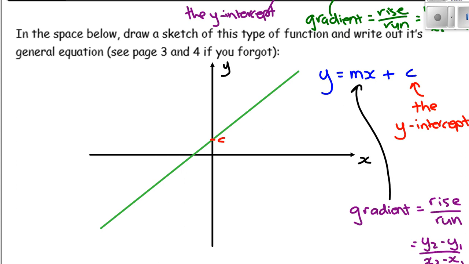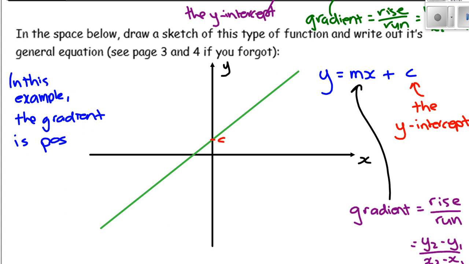In this example, the gradient is positive, and you just write whatever it is for yours. It's positive for me because going from left to right, it's going upwards. If going from left to right it was going downwards, it would be negative. My y-intercept happens to be positive as well. Write out its general equation. We've done that: y equals mx plus c, and all that kind of stuff.